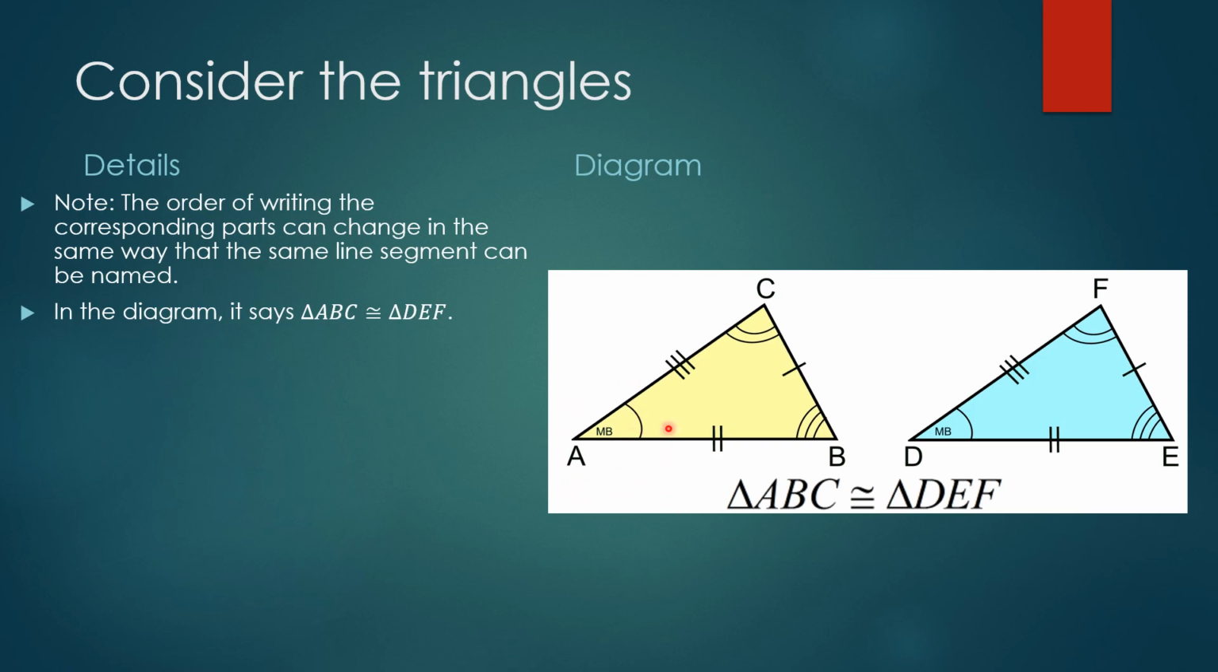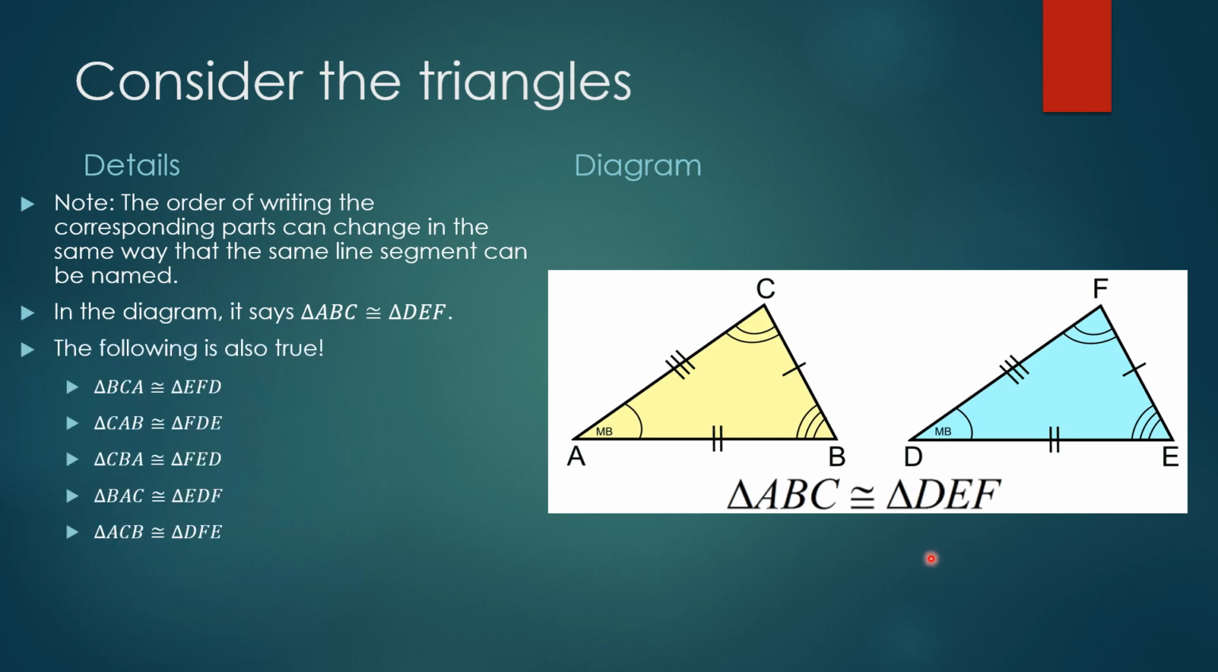Since angle A is congruent to angle D, if we start with A in the naming, we start with D in the naming. But if A was the last letter in triangle ABC, then D would have to be the last letter in DEF. That way those two parts match up. So we could name the same relationship in these different ways. We could also have switched this around with this and have it on the opposite side of the congruent sign. But all these statements say the same thing. This triangle is congruent to this triangle.